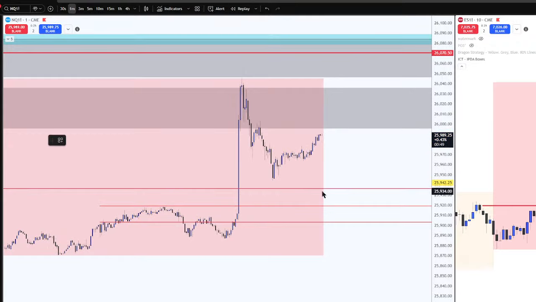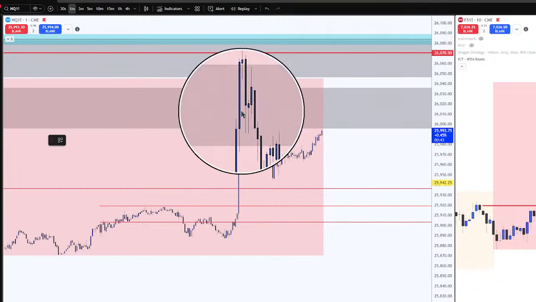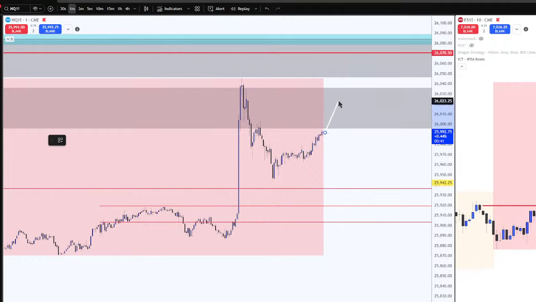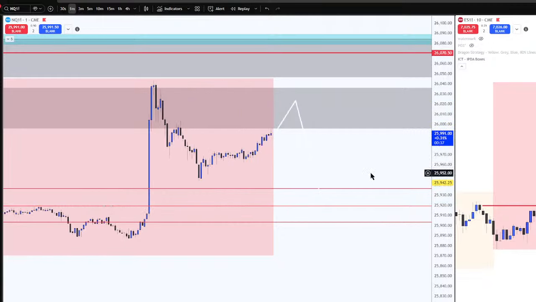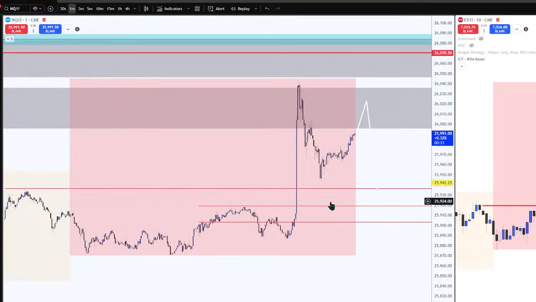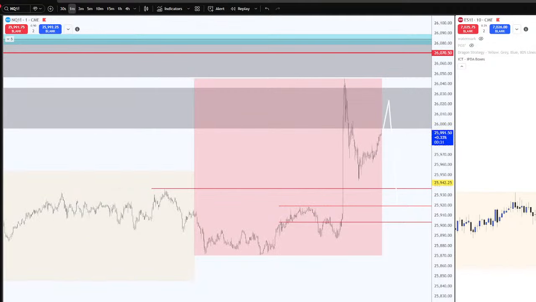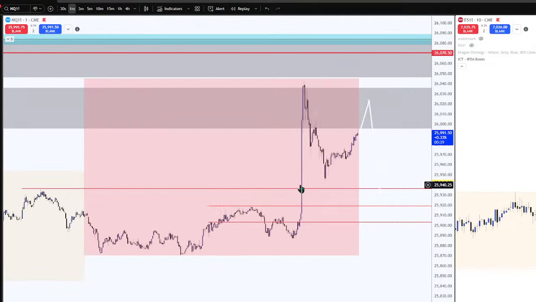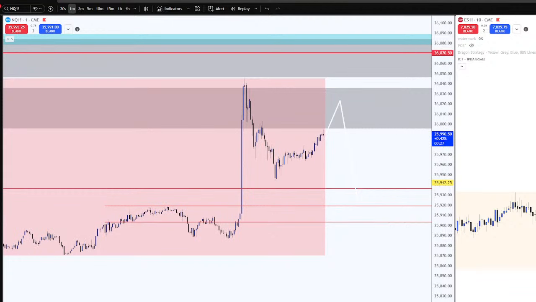I think I'm going to look for something like this. Maybe this area up here. Pretty much like a failure swing, and then see if we can't take it lower, and then go higher. I don't think that this is acceptable here, and not getting down low enough, unless it lines up with like a 50% retracement or something.